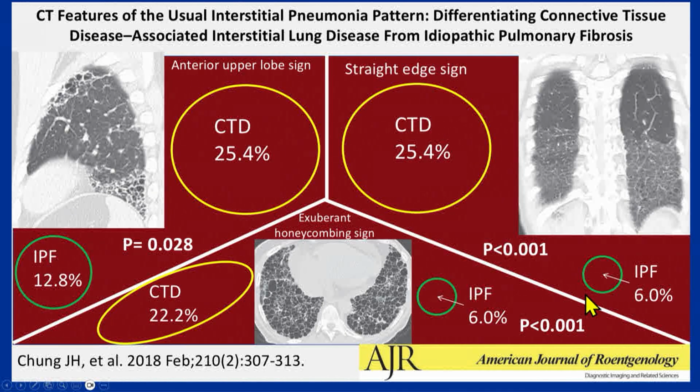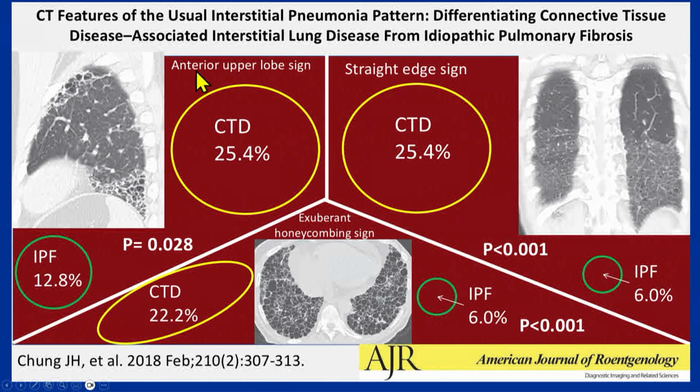What are some other signs that we can see in the setting of UIP that make you think about connective tissue disease rather than idiopathic pulmonary fibrosis? We have the straight edge sign. So what is a straight edge sign? It's a coronal imaging finding. It's when, with a straight edge, you could demarcate the areas which are abnormal inferiorly from the areas that are normal superiorly. If you see the straight edge sign in the setting of UIP, it's much more likely to be CTD than IPF.